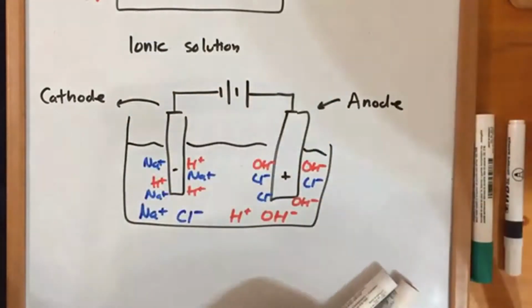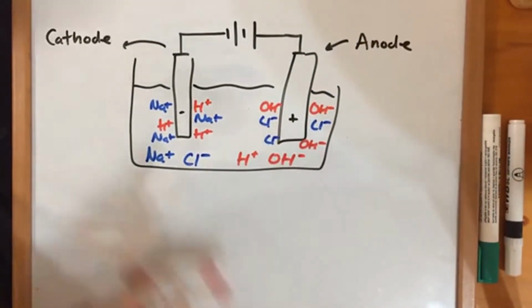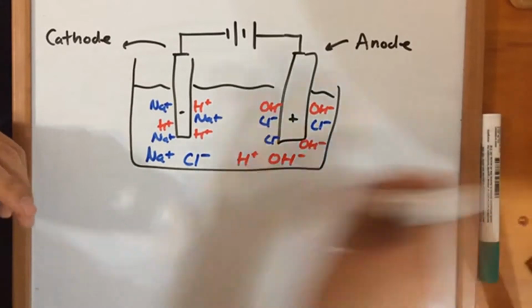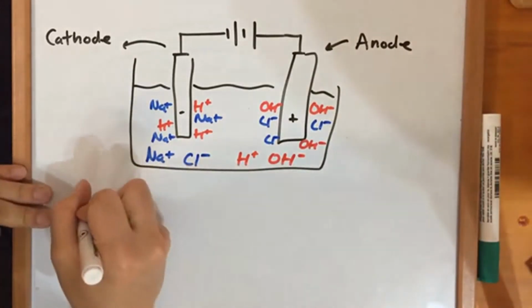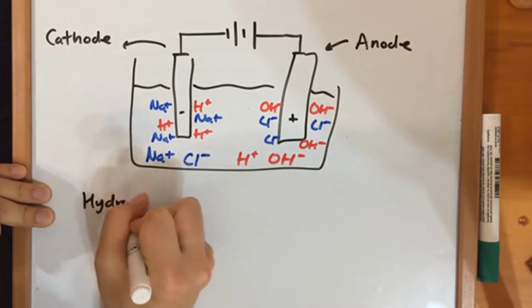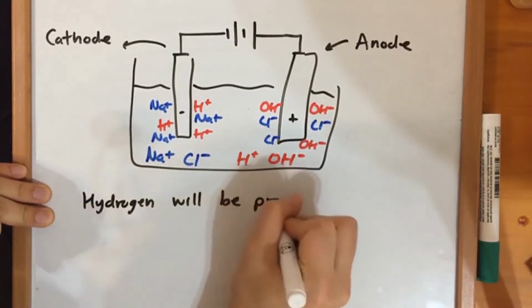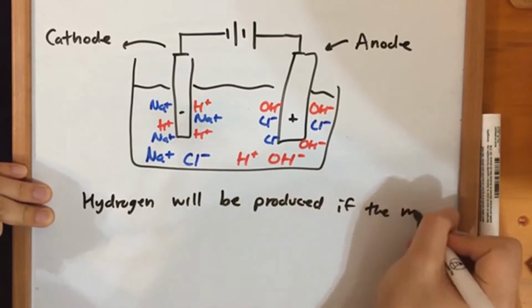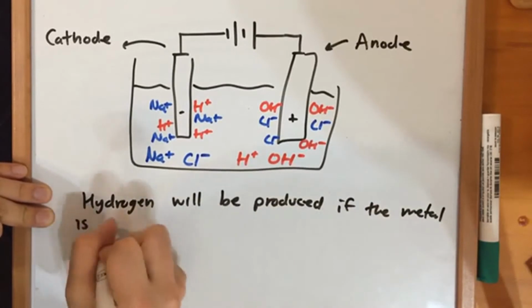So let's say in this case, I'm going to write down the rule for this case here. And I'll actually write this in black. So hydrogen will be produced if the metal is more reactive.